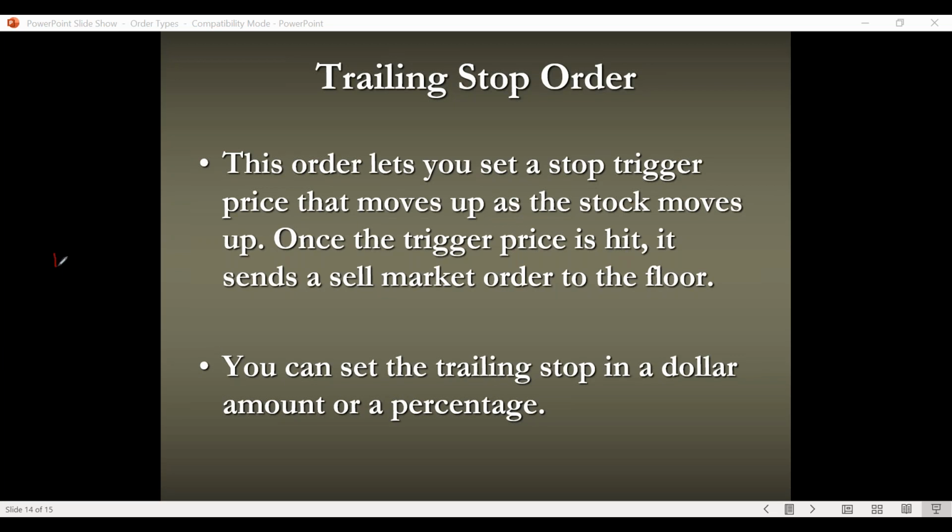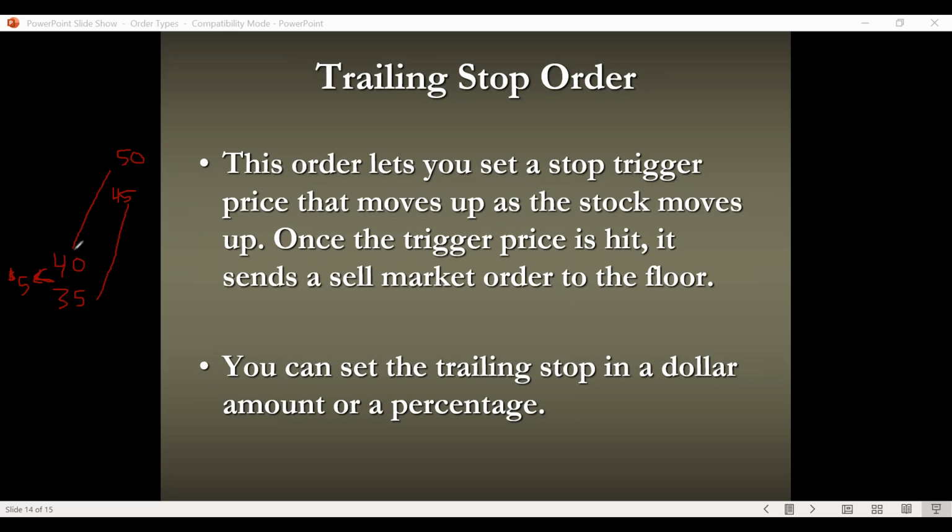So if I bought my stock at $40, and I put my stop in at $35, but I made it a trailing stop, I want it to trail by $5, so I can put in a dollar amount on that. I want to trail the stock by $5. Let's say that stock went up to $50. My stop would be $5 below that. My stop would move up to $45.